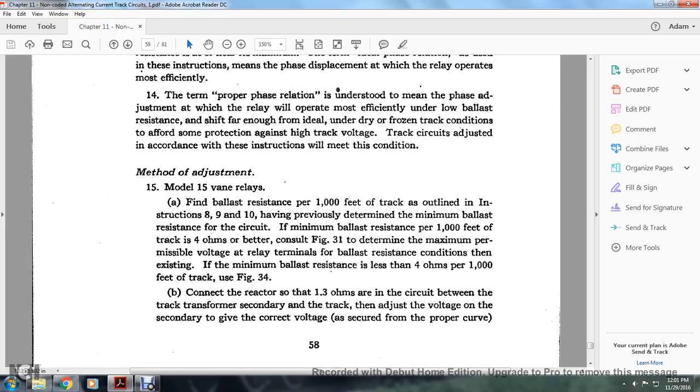Method of adjustment for Model 15 vane relays: find the ballast resistance per 1,000 feet of track as outlined in instructions 8, 9, and 10. Having previously determined the minimum ballast resistance of the circuit, the minimum ballast resistance per 1,000 feet of track of 4 ohms or better is required.